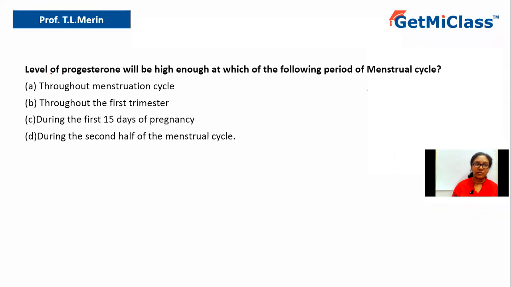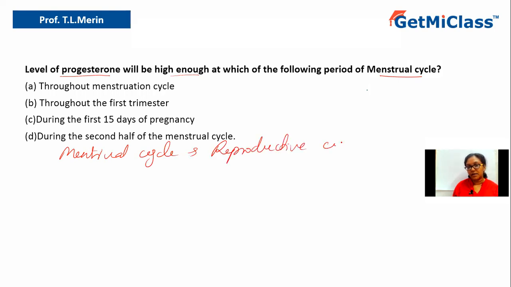So let us understand the question. It says the level of progesterone will be high enough at which of the following period of menstrual cycle? So now let us understand what is menstrual cycle. Menstrual cycle. This is a reproductive cycle which occurs in the primates, the female primates.